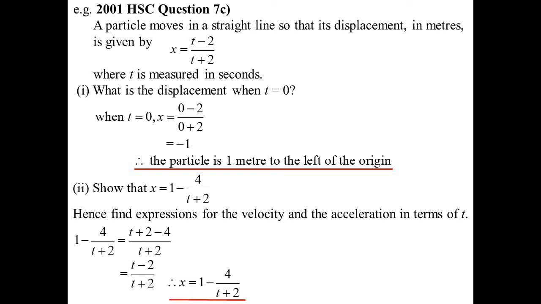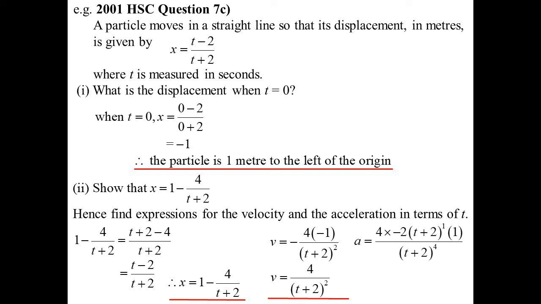So differentiate displacement, we'll get velocity. I'll use my reciprocal rule for this one, minus the derivative on the function squared. And differentiate again, and we get acceleration. So minus 8 on (t plus 2) all cubed.